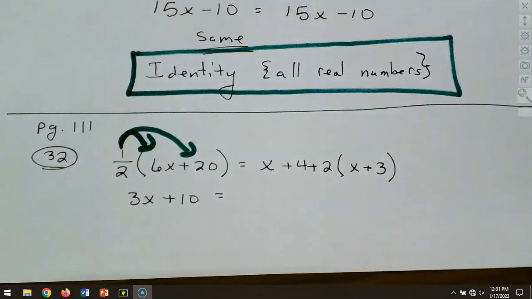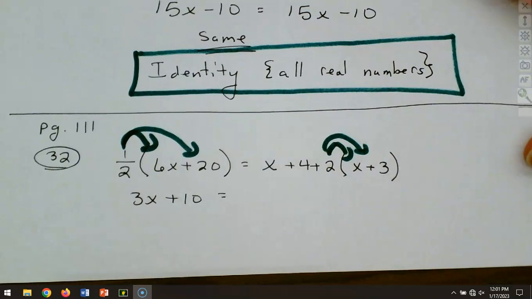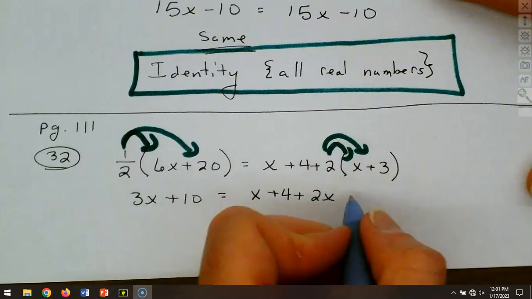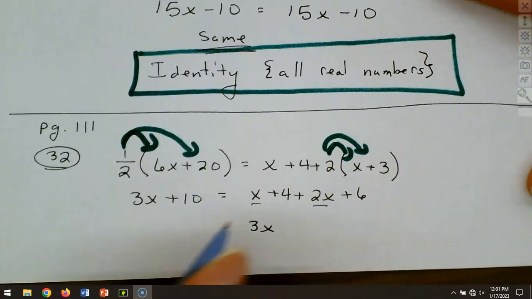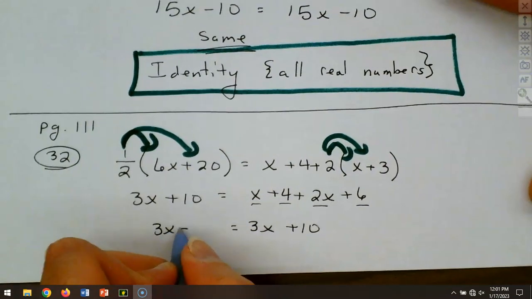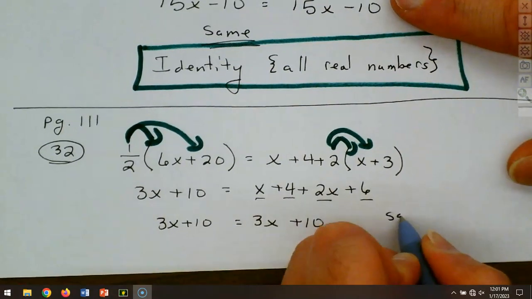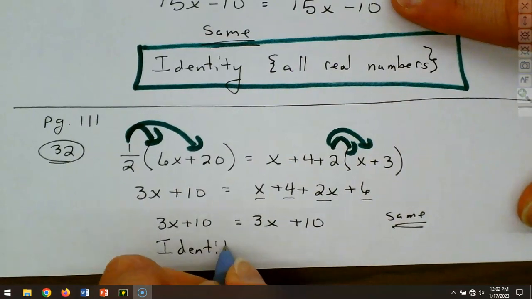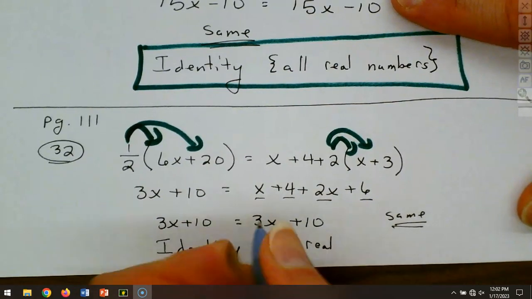Now, what about the right-hand side? Distribute that 2 through. And that's x plus 4 plus 2x plus 6. And those can go together. And that makes it a 3x, and 4 and 6 goes together. That makes it a 10. And what do we notice now about the sides? Are the sides the same? Yes, these are the same. So this would be an identity. And if it is an identity, the solution is all real numbers.